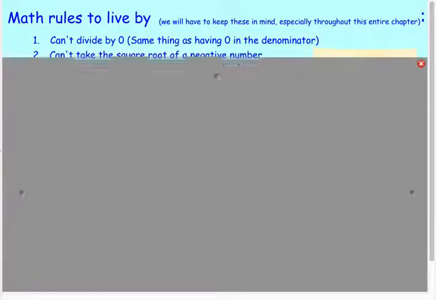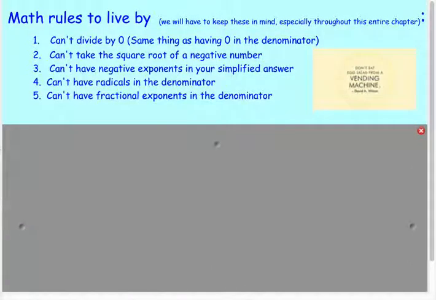So, math rules to live by. You're going to have to make sure you keep thinking about these throughout the entire chapter. You can't divide by 0, same thing as having 0 on the denominator. You can't take the square root of a negative number. You can't have negative exponents in your simplified answer. You can't have radicals in the denominator. So just in case you don't remember that one, if I have the square root of x in the denominator, the radical, you can't have that. And you can't have fractional exponents in the denominator.